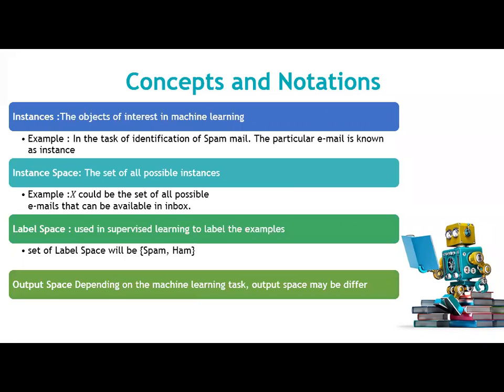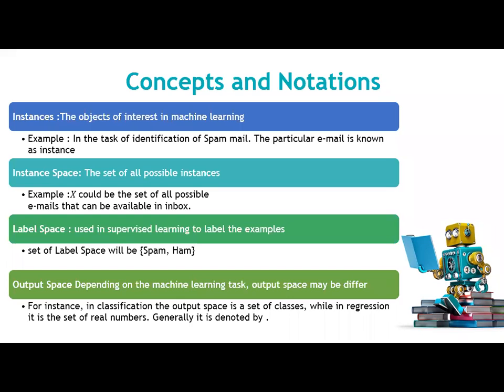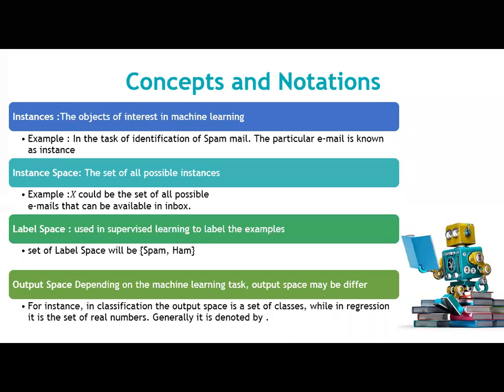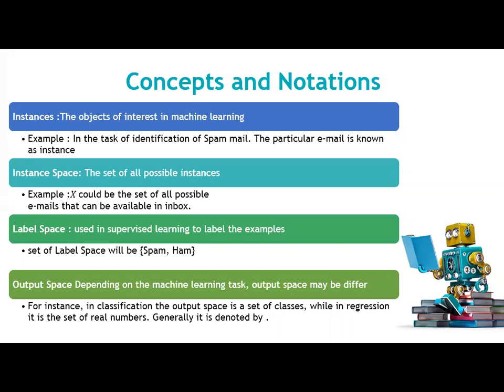Now the output space. Depending on the machine learning task you are going to perform, your output space will be decided. Suppose we consider the problem of classification, the output set is the set of classes, as we have seen: class 1, class 2, class 3, first class, second class, higher second class, pass class. This is your output space.